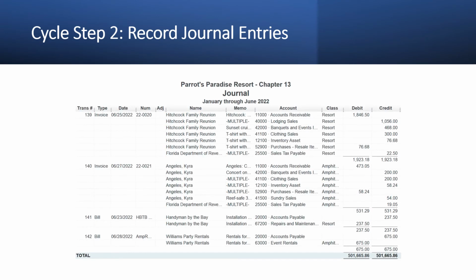Cycle Step 2: Record Journal Entries. When you enter a transaction in a QuickBooks form, invoice, bill, etc., QuickBooks performs the work behind the scenes by including the necessary general journal information. In other words, it uses the correct accounts and moves the money accordingly, along with the memos and other information that you've entered into the form.